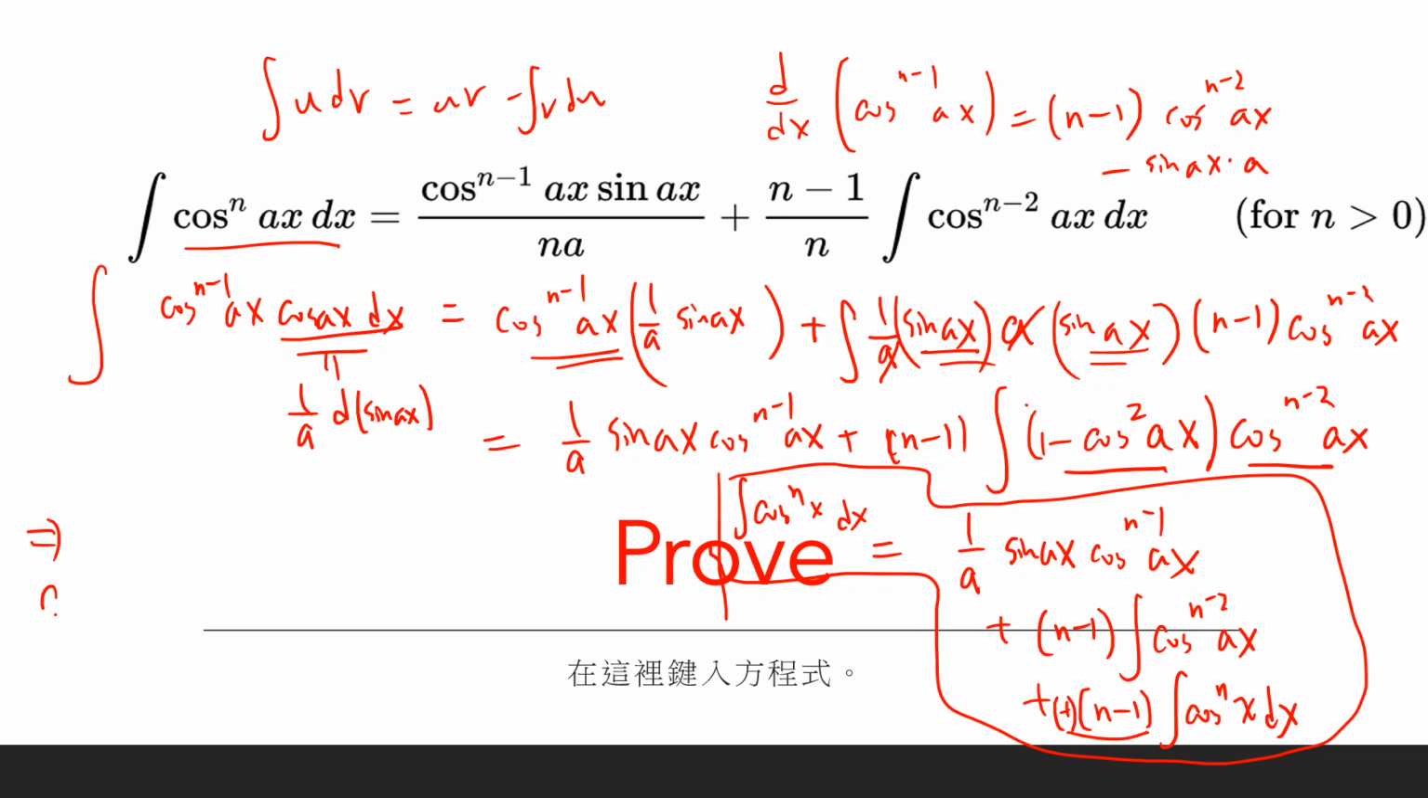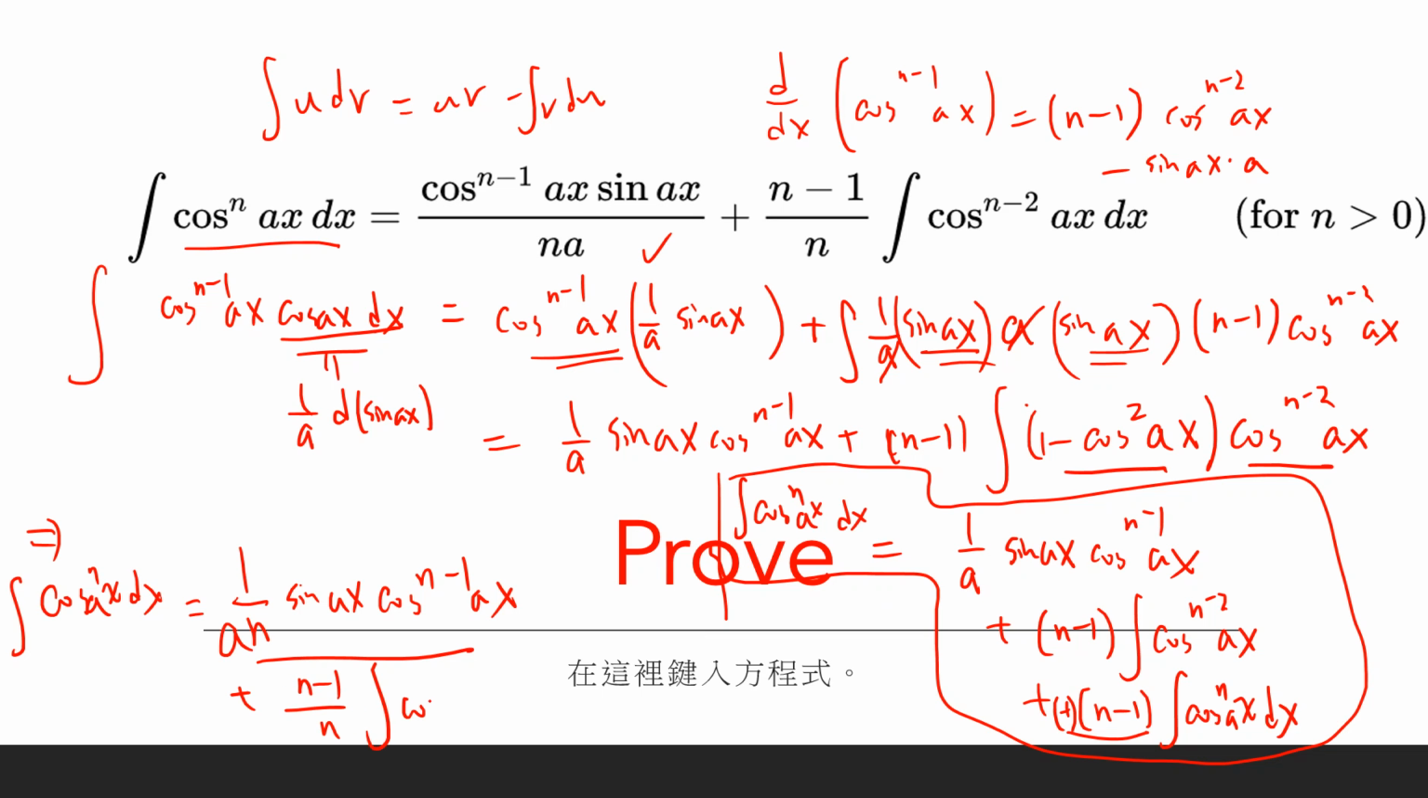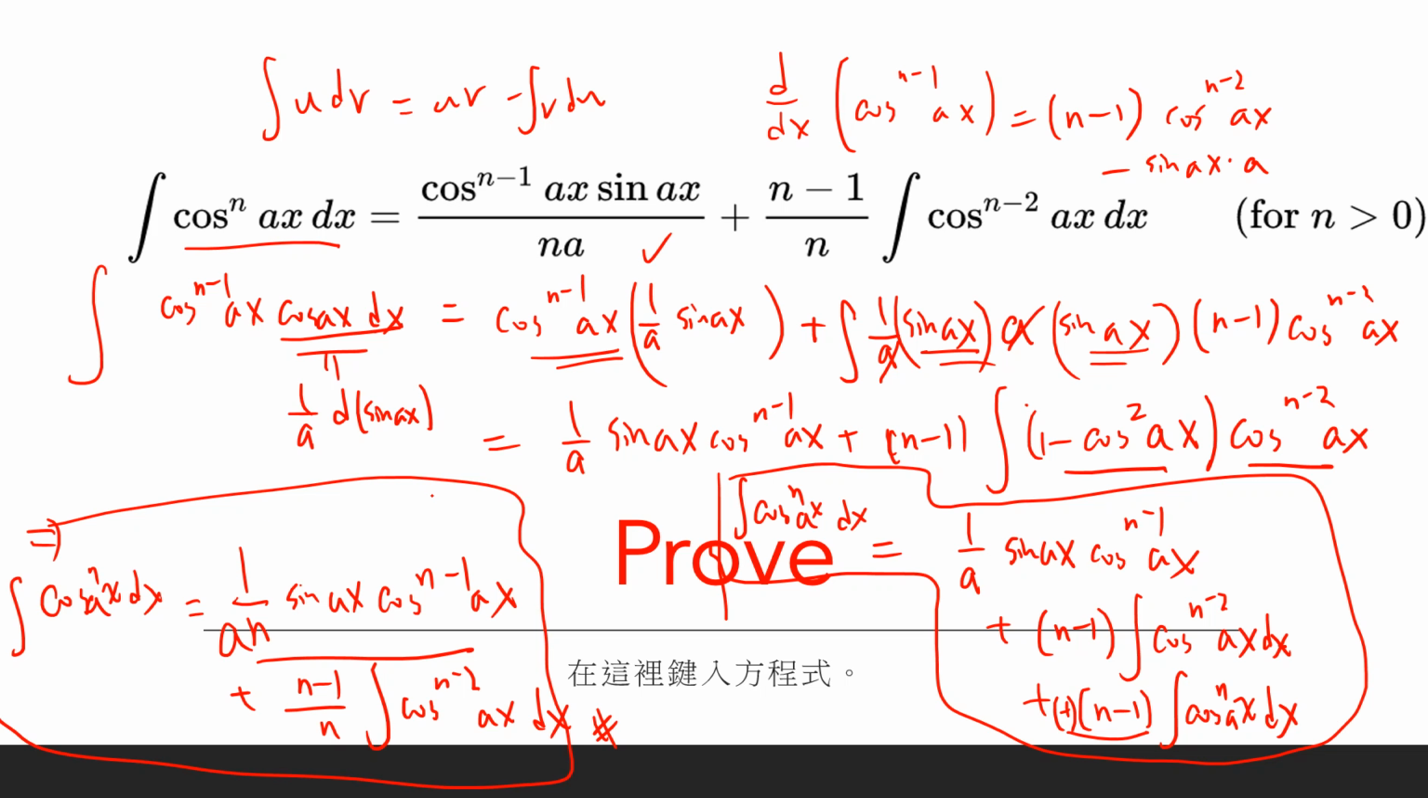So finally we get the integral of cosine nx dx, right? So this is ax, so this is 1 divided by n, right? So the first term is this term we already have, and the second term is n minus 1 divided by n times the integral of cosine n minus 2 ax dx. Okay, so that's it. That's the proof.